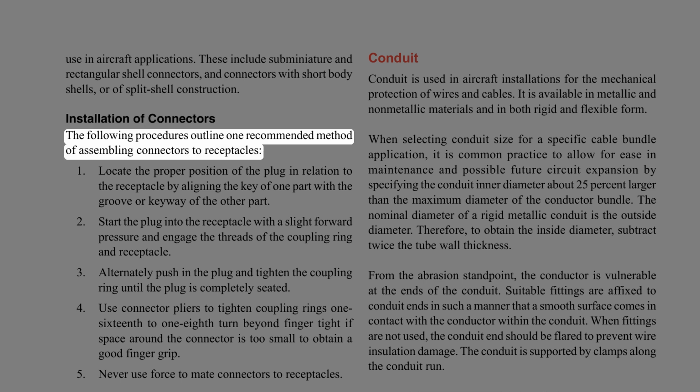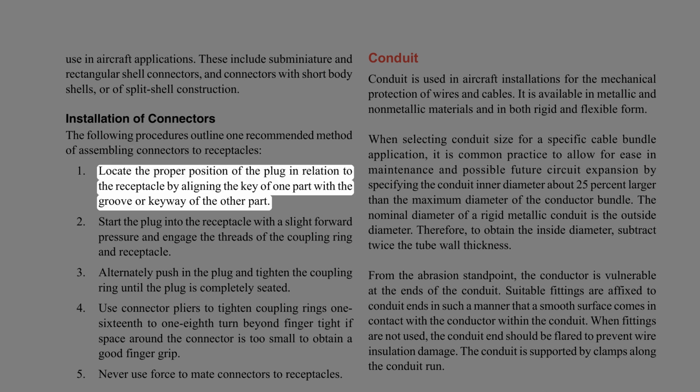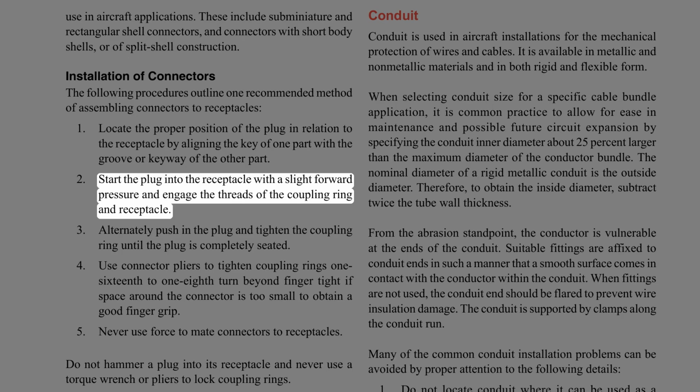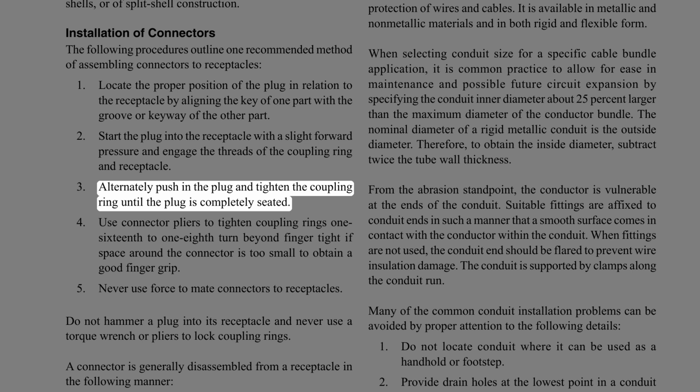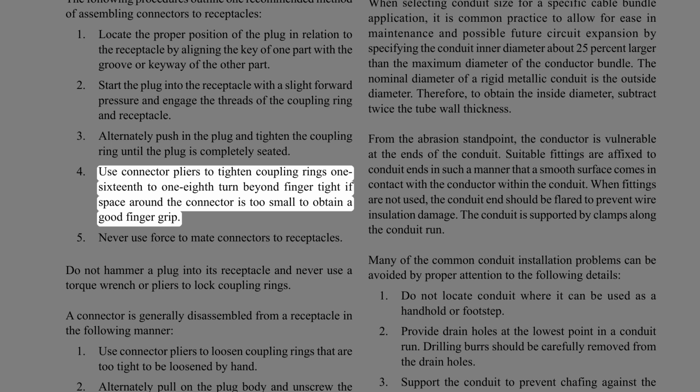The following procedures outline one recommended method of assembling connectors to receptacles. Locate the proper position of the plug in relation to the receptacle by aligning the key of one part with the groove or keyway of the other part. Start the plug into the receptacle with a slight forward pressure and engage the threads of the coupling ring and receptacle. Alternately push in the plug and tighten the coupling ring until the plug is completely seated. Use connector pliers to tighten coupling rings 1/16 to 1/8 turn beyond finger tight if space around the connector is too small to obtain a good finger grip.